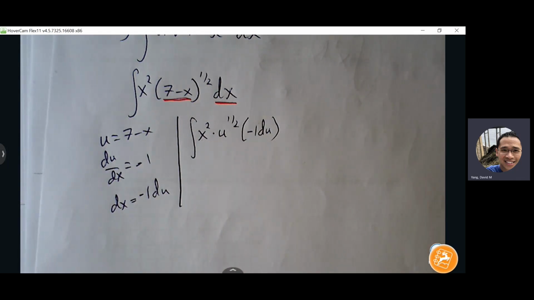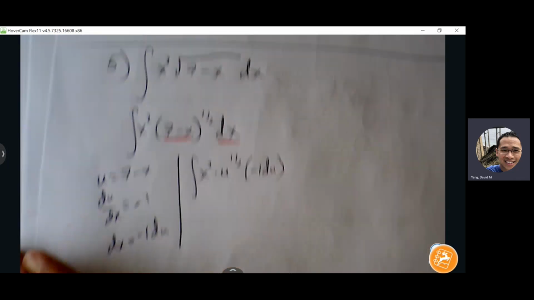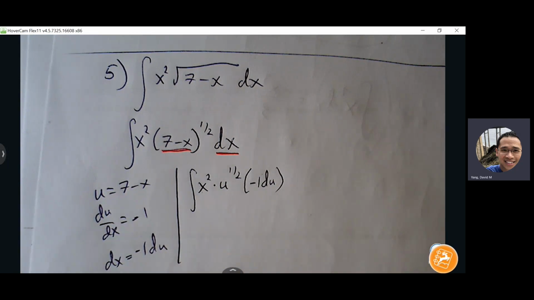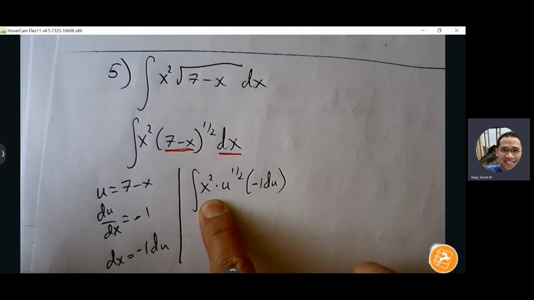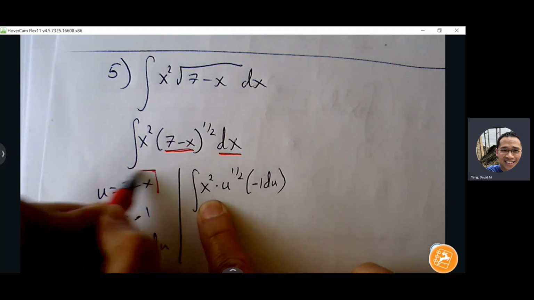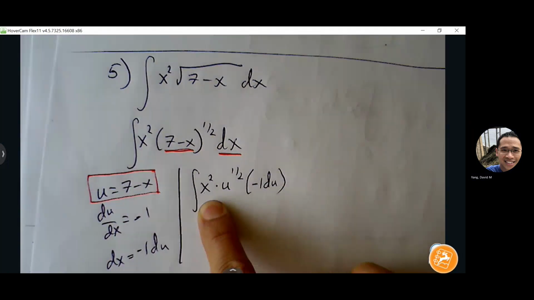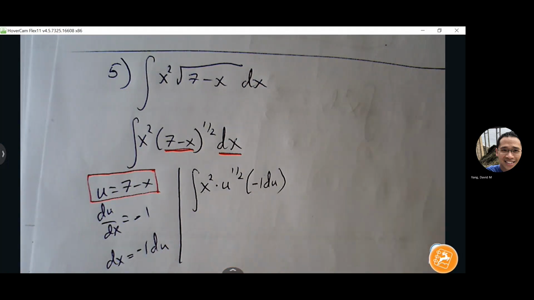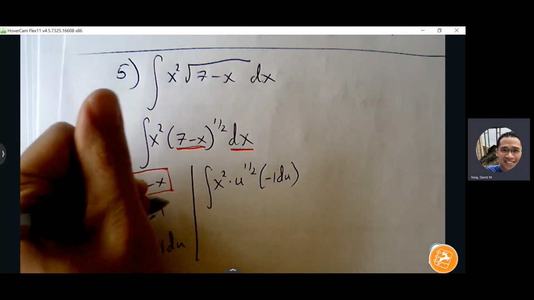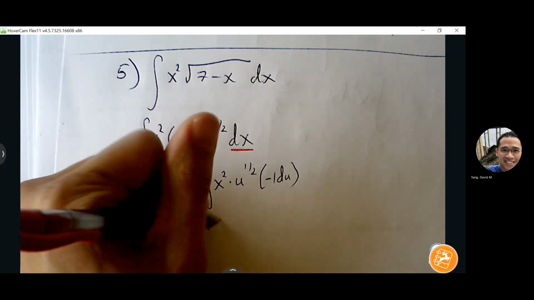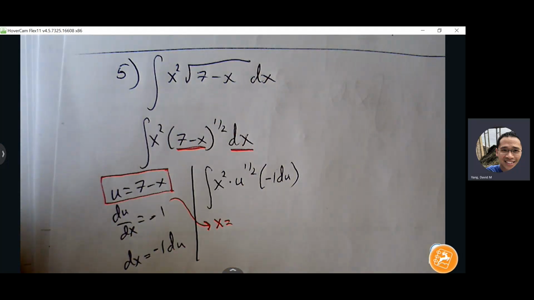So the x's aren't canceling out, so we have to find a way to get the x to be replaced with something else. The hint is, can I get that x to be in terms of u, and how can this help me out? Solve for x. x equals.